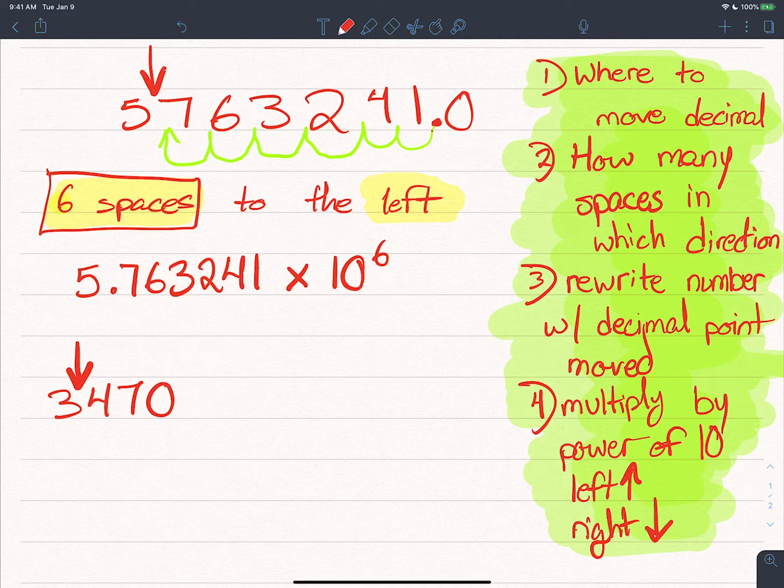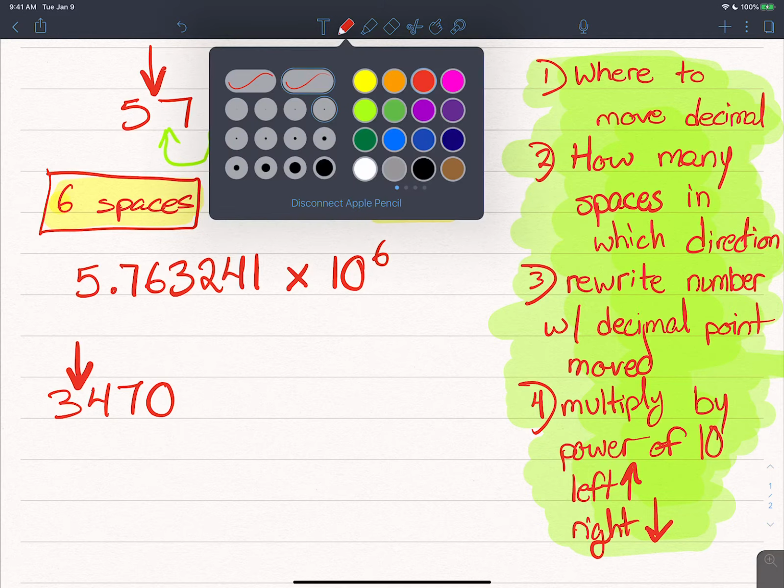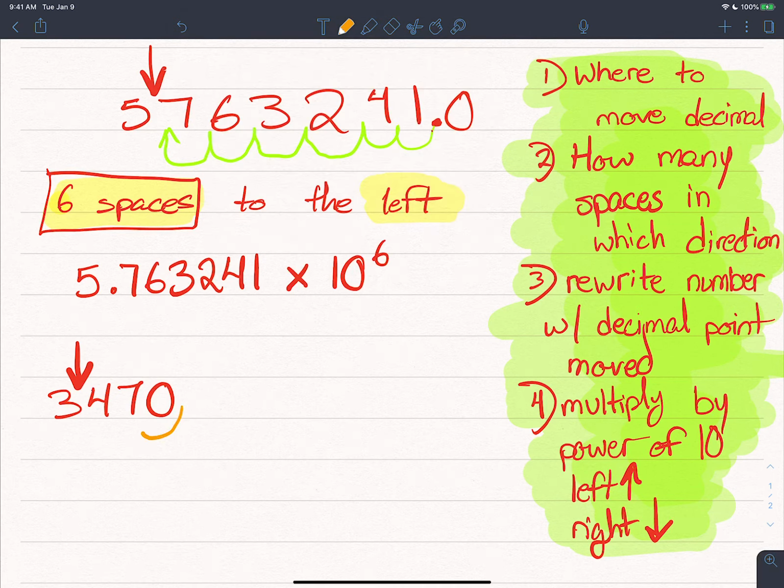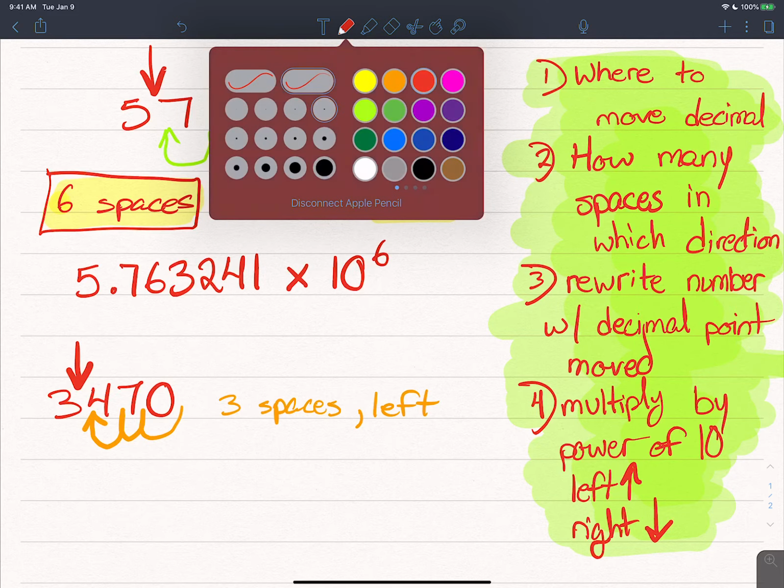So step 2 is, we did step 1, where to move the decimal. Step 2 is how many spaces and in which direction. So how many spaces are we going over? We are going over 1, 2, 3 spaces over. And in which direction? 3 spaces to the left. So we'll just write it. After a while, you won't have to write 3 spaces left. You won't have to write that part. But for right now, we're going to write it.